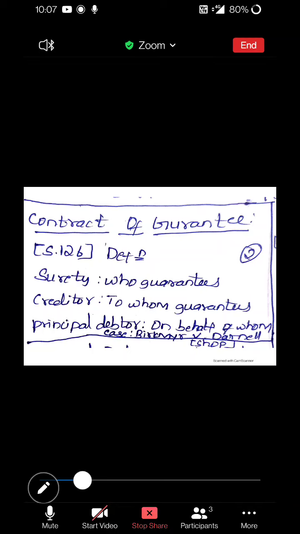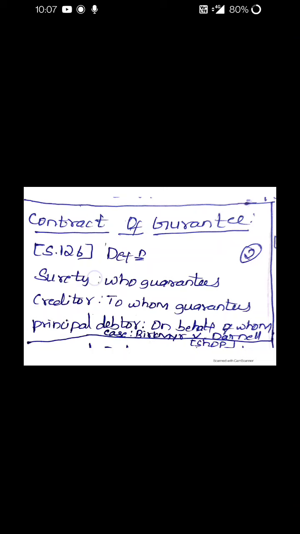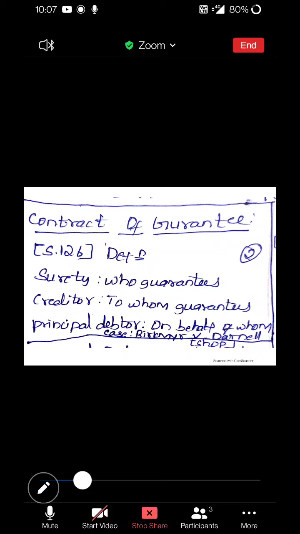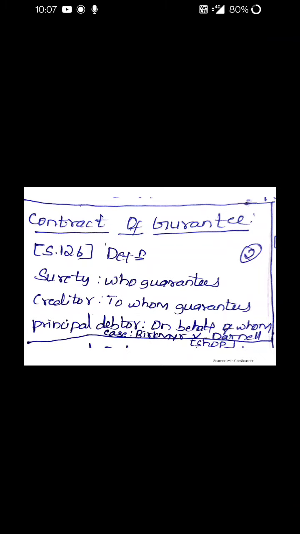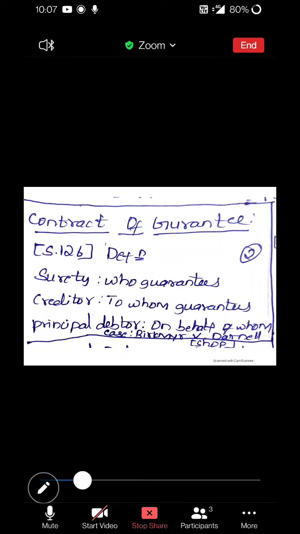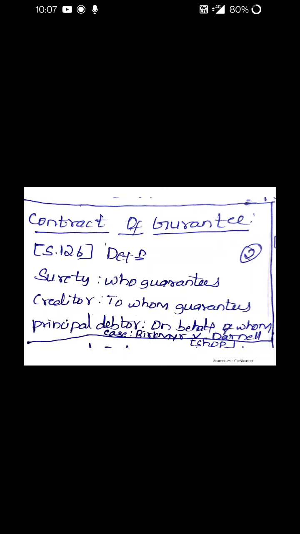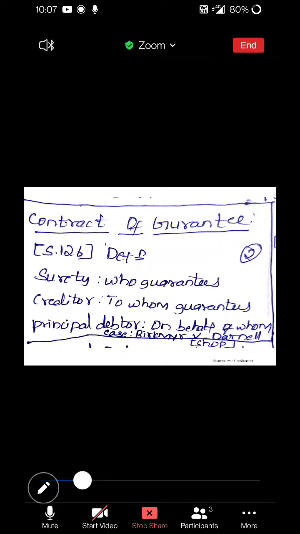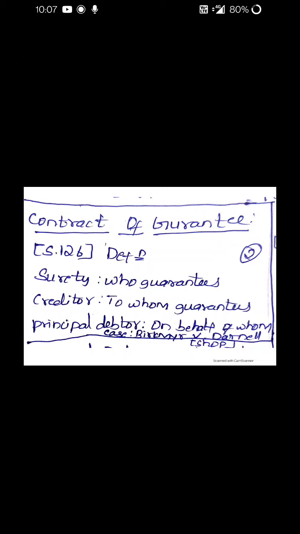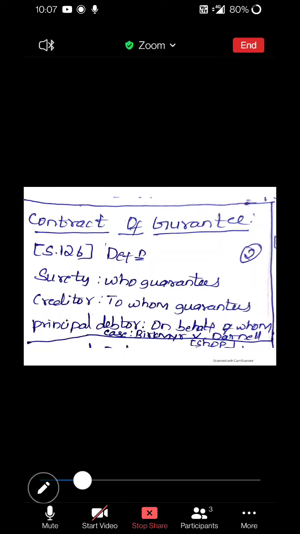Here, the person contracts to complete the promise on behalf of another. A contract of guarantee is a contract to perform the promise on behalf of others, or discharge the liability of a third person in case of his default, or he will discharge the liability of another person. So there are three persons: surety, creditor, and principal.